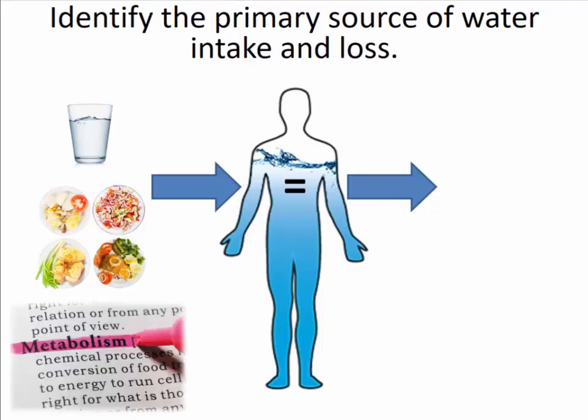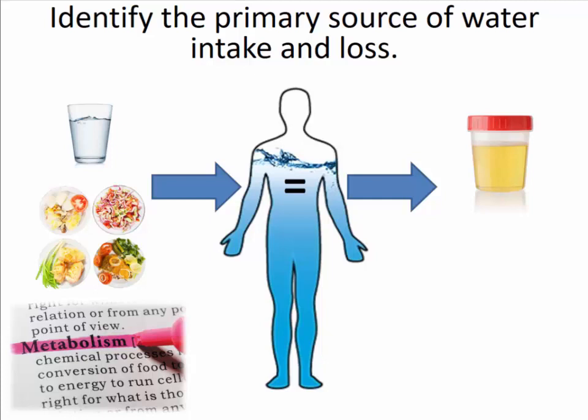And then through metabolism, so the production of energy that we will get to in the next few units, those reactions within the body also produce a little bit of water. It's not a major amount relative to the previous two methods, but it is still a source of water in our bodies. What are the major sources of output in our body?